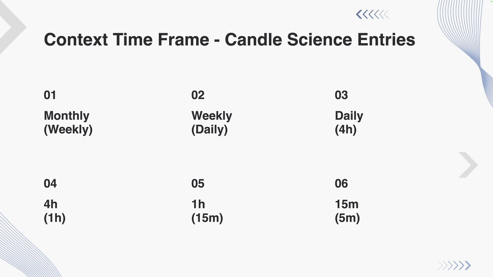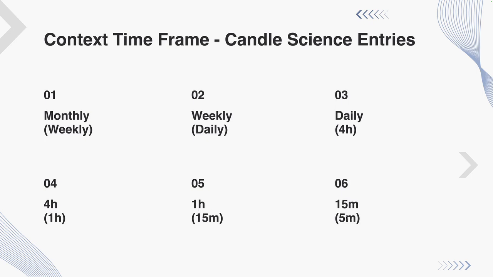But if you want a more advanced and a little bit more detailed understanding, then you can go down a time frame as well. Here you could use the monthly and the weekly. Weekly being, again, in brackets, the entry time frame that we're looking at, and the top one is the context time frame. Then we have weekly and daily, then daily and 4 hour, 4 hour and 1 hour, 1 hour and 5 minutes.